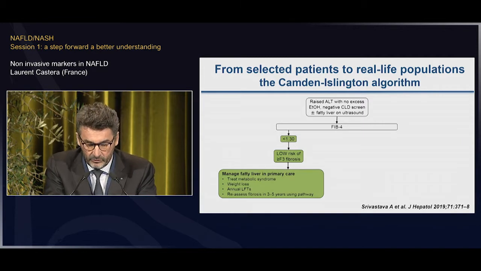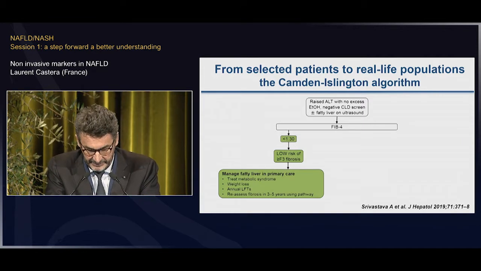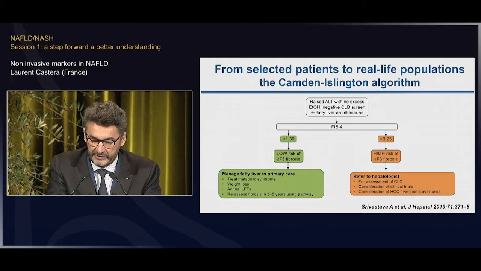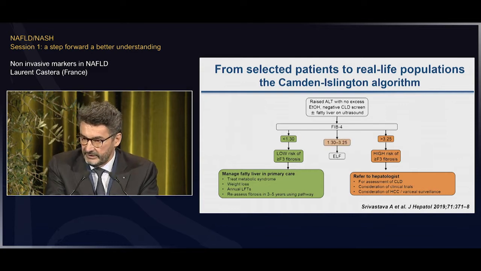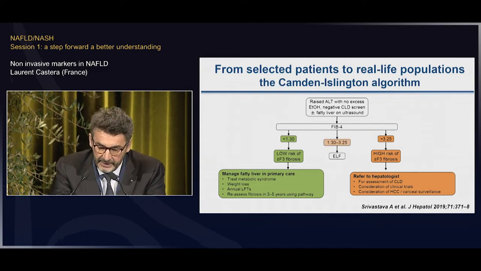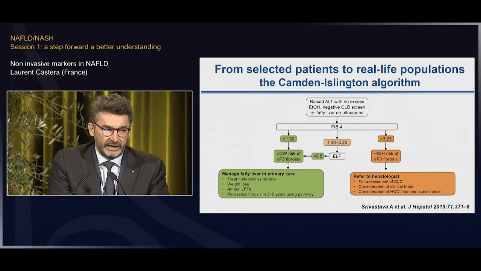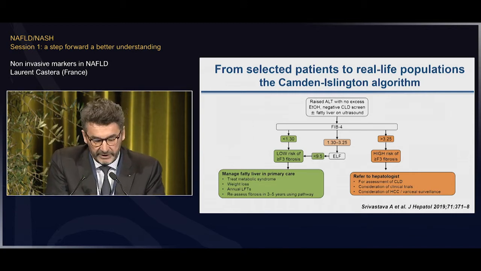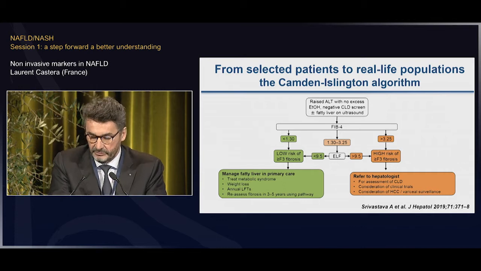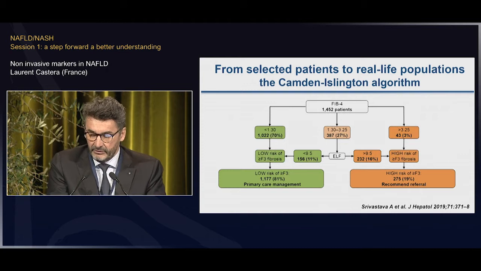So if you're below 1.30, you have low risk, you can be managed in primary health care. If you're above 3.25, you're high risk and you should be referred. In between, comes the ELF test. And either it's below 9.5 and you fall in the low risk category, or it's above and you're in the high risk category. So, large cohort, 1,000 and almost 500 patients, and look how it translates.